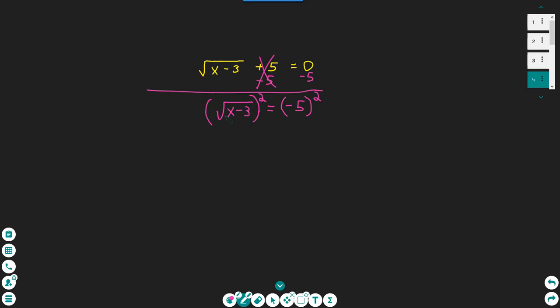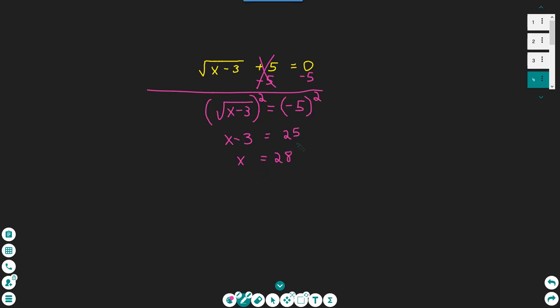And in so doing, this becomes simply whatever's underneath the square root sign again, which in this case is x minus 3. And on the right-hand side, a negative 5 squared is going to be 25, right? Now we keep going. Now it's very easy. We're back to very simple equation work here. So we add the 3 to both sides, and we end up with x equals 28, right?